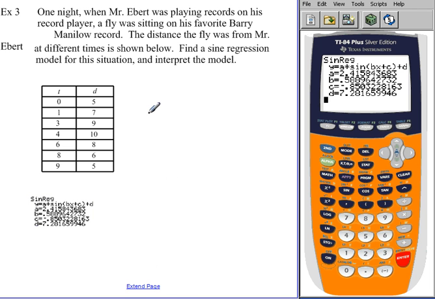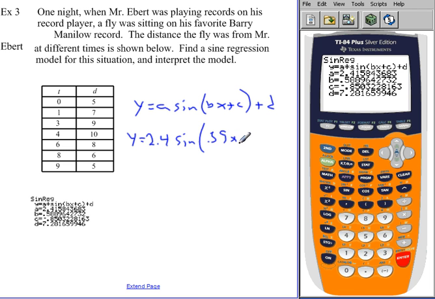So let me write down that equation. So we get y equals, well, it says a times the sine of bx plus c plus d. And it gives me what all those values are. So it's going to be y equals about 2.4 times the sine of, let's see here, about 0.59 x minus 0.85 plus 7.3.